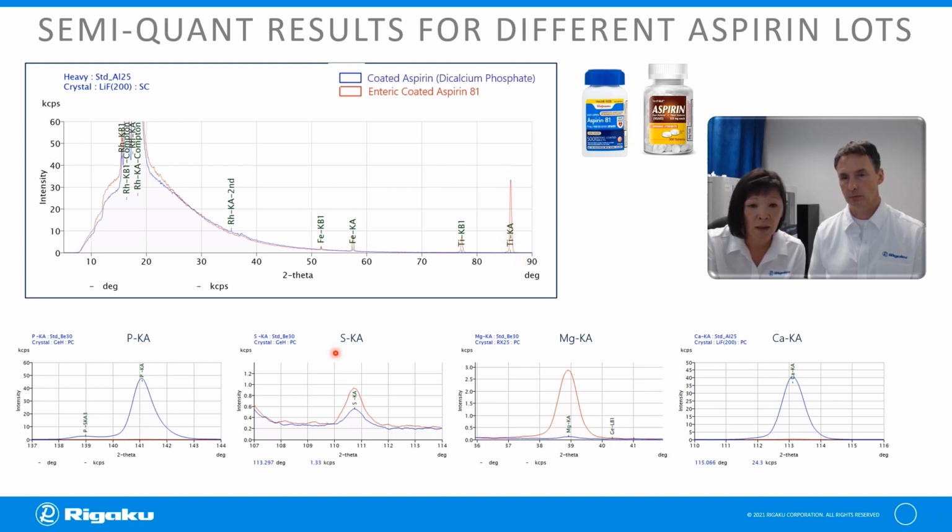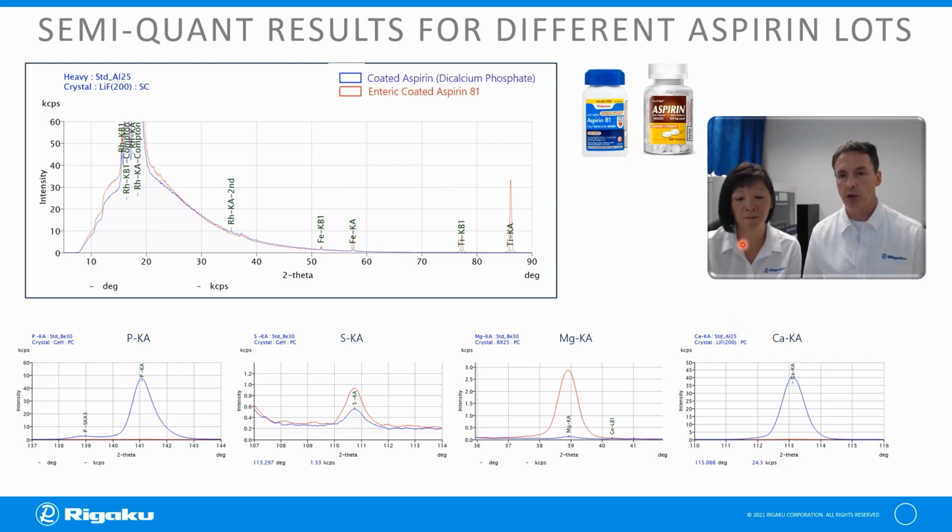And then similarly down here for phosphorus especially, the blue, which is your dicalcium phosphate, has a huge peak here. So you can see right away the differences between these two aspirins, and then similarly with the magnesium. And these can all be quantified quite well, so you can make quantitative methods.